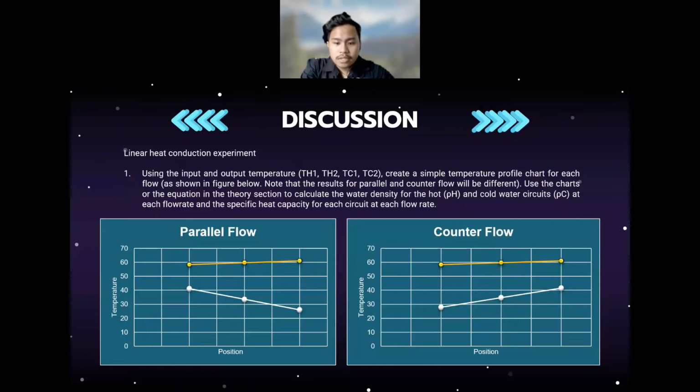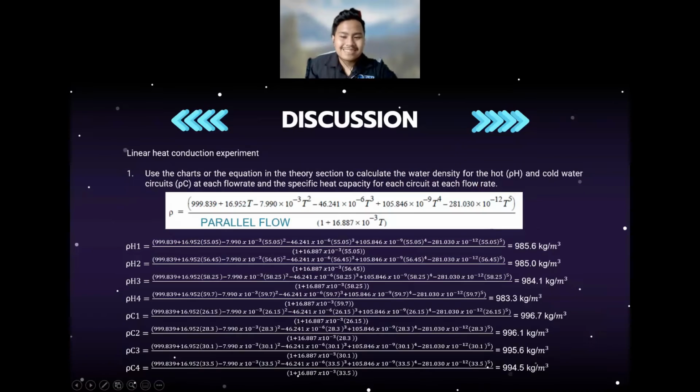It asks us to create a profile chart for each flow using the input and output temperatures TH1, TH2, TC1 and TC2. So we sketch for both parallel and counterflow, with position on the x-axis and temperature on the y-axis. As you can see, here is the chart for parallel and counterflow.